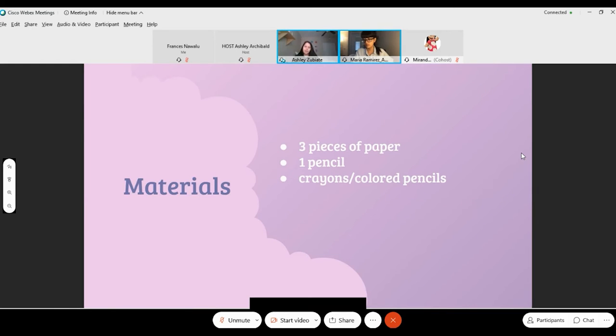First, everyone will need to get out 3 pieces of paper, a pencil, and colored pencils or crayons or markers, whatever you have. I'm going to give everyone a second.